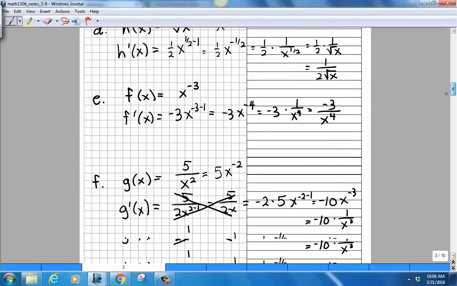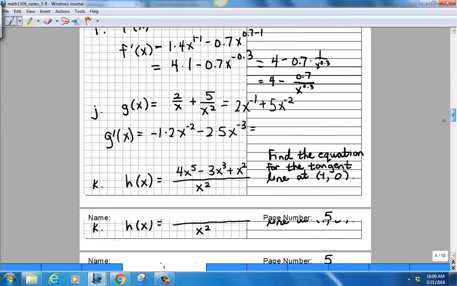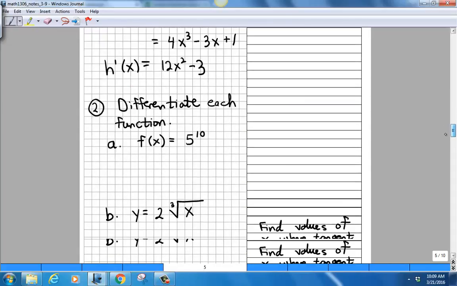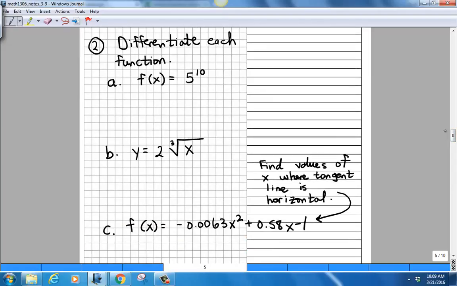All right, so of course, that's all rather abstract until we take a look at some examples. So last time we worked through several examples, and I want to go back now and look at some more examples just to help you review some of these properties. So let's start with the very first one. We've got f of x equals 5 to the 10th power.